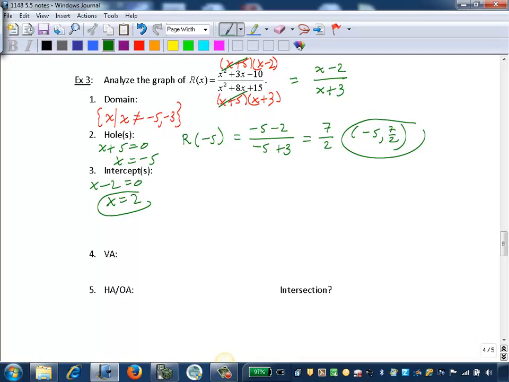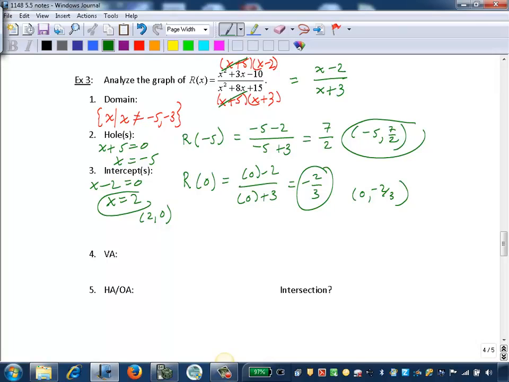Now for our y-intercept, we'll evaluate the function when our x value is 0, so we want r of 0. So 0 minus 2 over 0 plus 3 gives us -2/3. So we have our y-intercept of -2/3. If we write these as ordered pairs, 2, 0, and 0, -2/3.